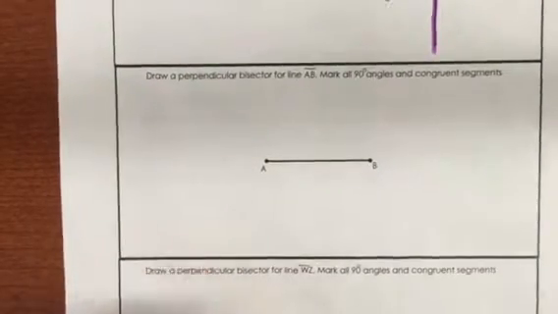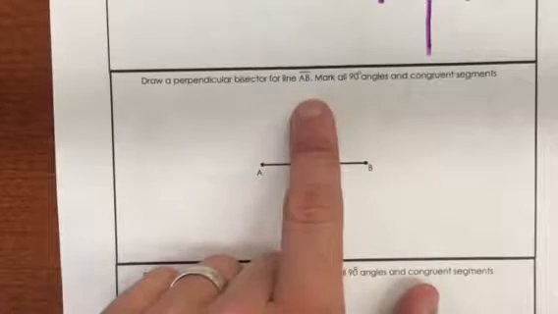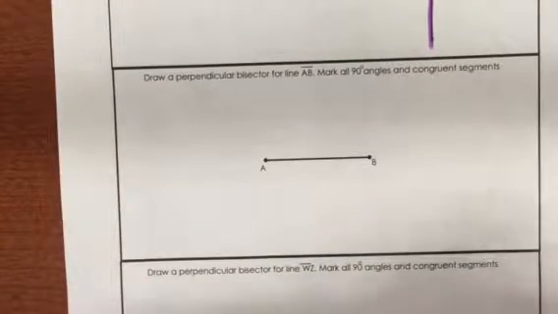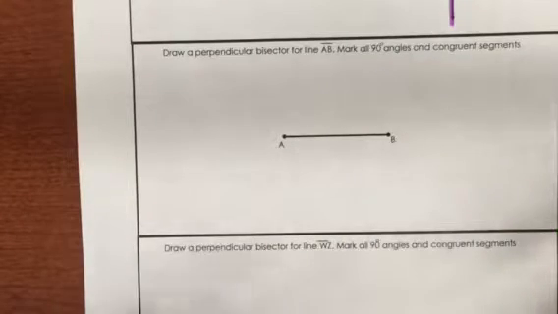So let's start with our first one. We're going to draw a perpendicular bisector of line AB. Then we're going to mark all the 90-degree angles and congruent segments. Now this is a very simple process. It's just done in 3 steps, and I'll show you how.